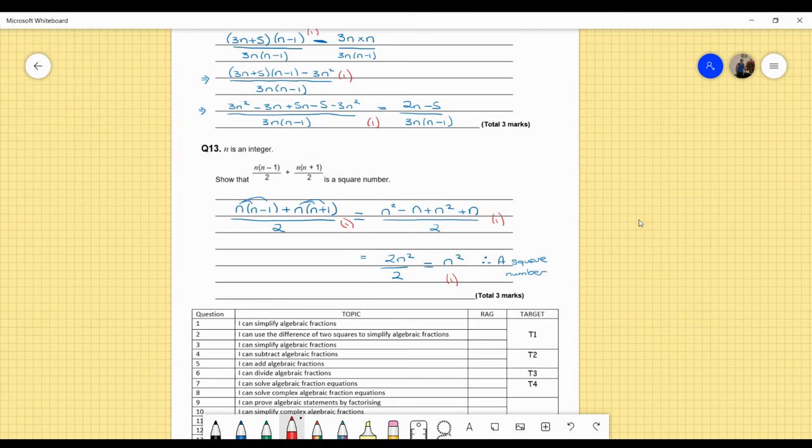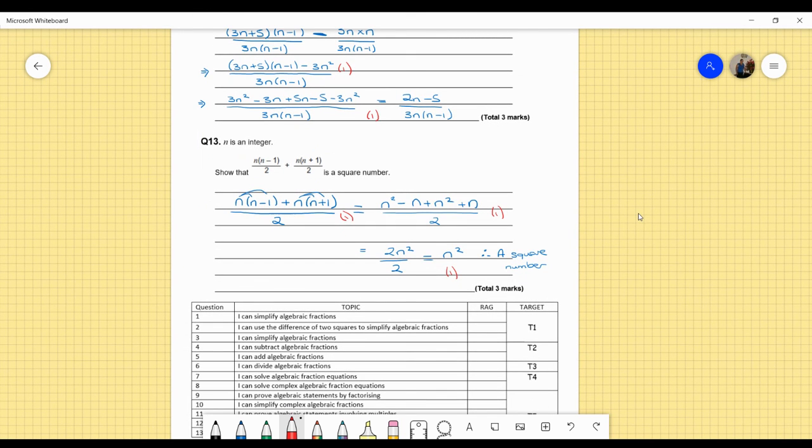And then lastly, question 13, we needed to show that this particular fraction is a square number. Now, it already has a common denominator of 2, so we can just write it as one fraction. Okay, giving you your first mark. Then expand the brackets, and you will recognize that the minus n plus n will cancel out, leaving you with 2n squared over 2, which will simplify to n squared, and you just need to simply state that n squared is a square number.